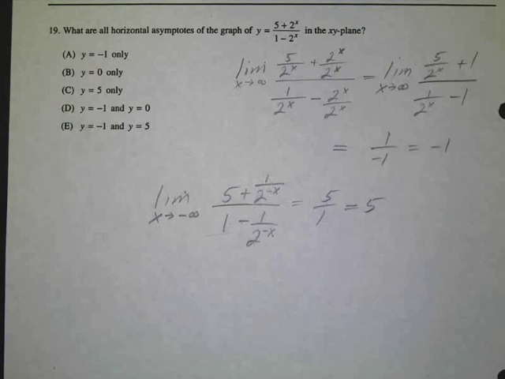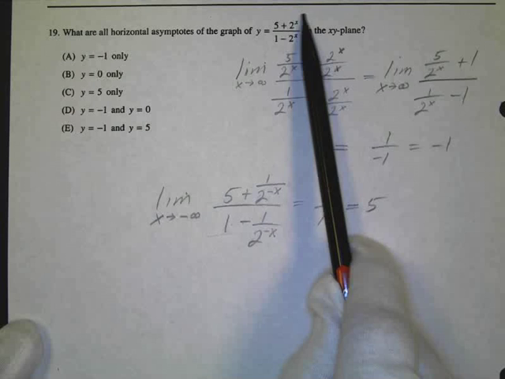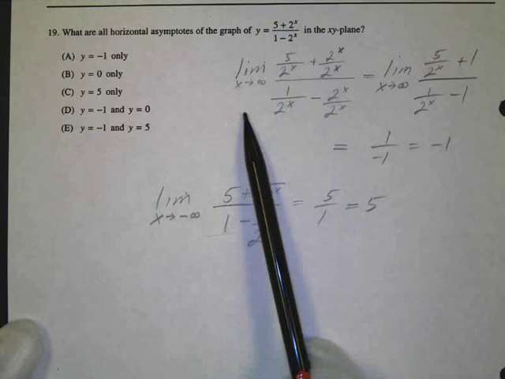Okay, some more problems from the 2008 multiple choice. What are all the horizontal asymptotes of this graph in the xy plane? Now this is a tricky one. Remember, in order to find horizontal asymptotes, we want to take the limit as x approaches infinity.